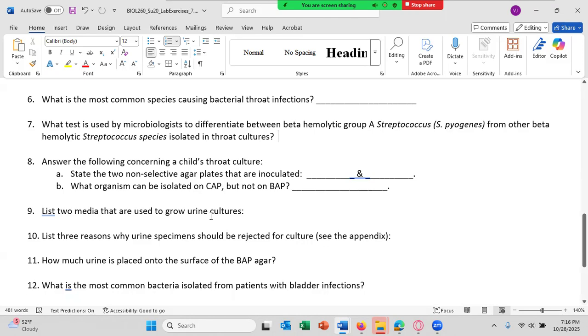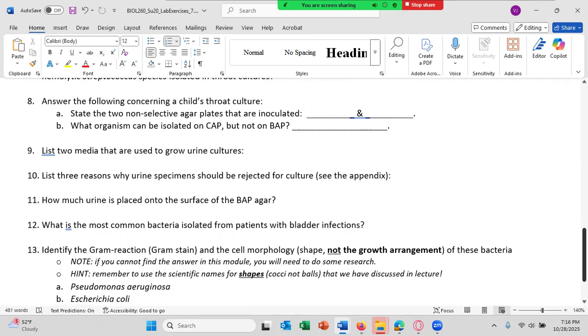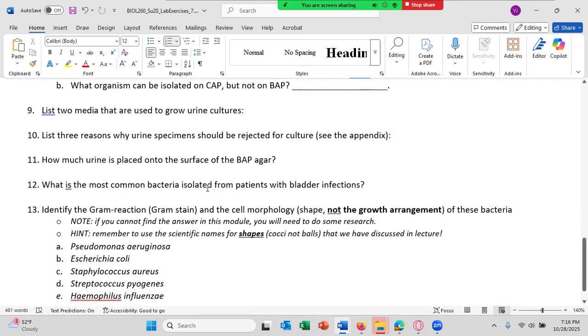9, list 2 media that are used to grow urine cultures. It must be one of the 3 mentioned in the lab module. 10, list 3 reasons why urine specimens should be rejected for culture. You can get that out of the appendix, meaning I added that to the appendix. 11, how much urine is placed on the surface of a blood agar plate? 12, what is the most common bacteria isolated from patients with a bladder infection?